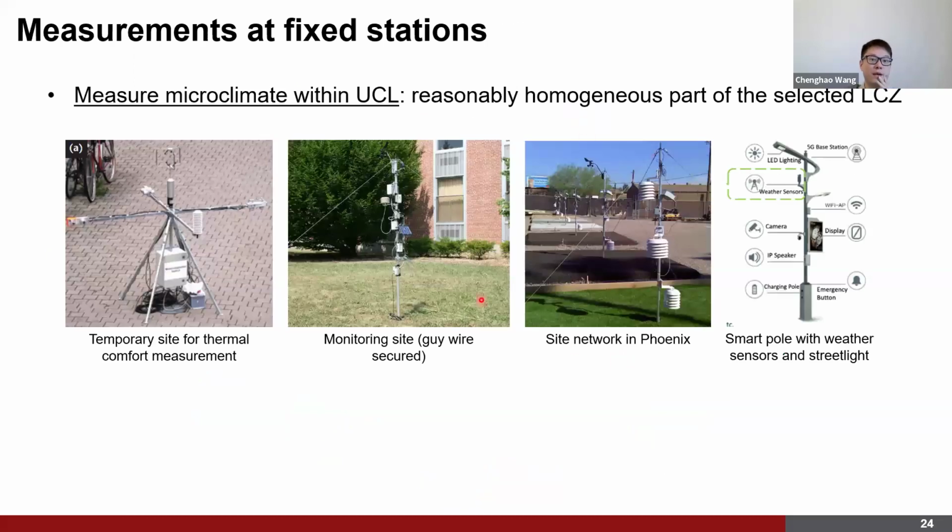So close to the ground surface, we have the most commonly used fixed station measurement. Here are a few examples. This one is a temporary site to measure pedestrian thermal comfort. The two in the middle are actually monitoring stations to measure urban micro-meteorological conditions over different surfaces. So this one is set up on Princeton campus. This one is in Phoenix, right next to ASU campus. And the last one is just an integrated weather station or so-called smart station installed on a light pole in urban environment. So this is a more advanced or cost-effective measurement technique commonly used in cities.